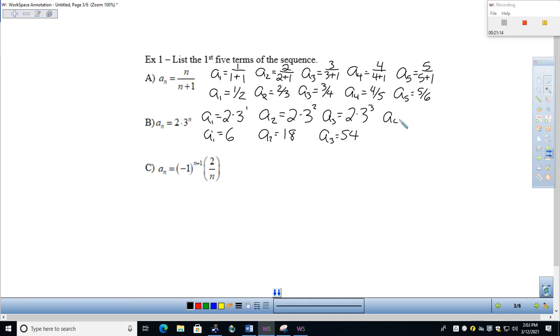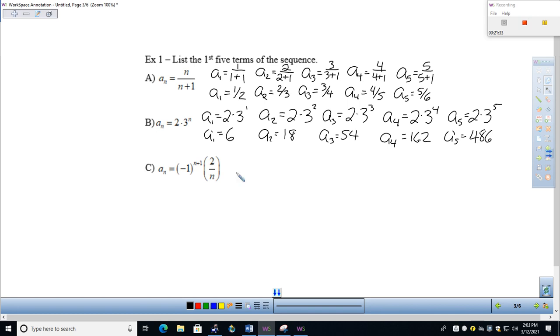Moving on up here, a sub 4 equals 2 times 3 to the fourth. And should be 162. And lastly, a sub 5, 2 times 3 to the fifth. And I'm getting 486. Again, don't want to overplay it. I know you can plug these numbers in and get them, but essentially we've got a sequence of 6, 18, 54, 162, 486, etc., etc. All right, this is a good one.